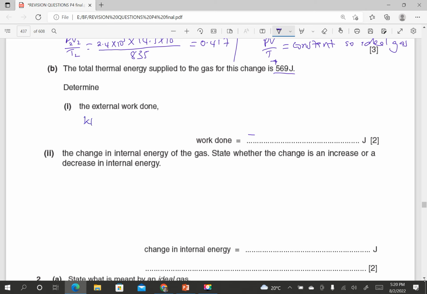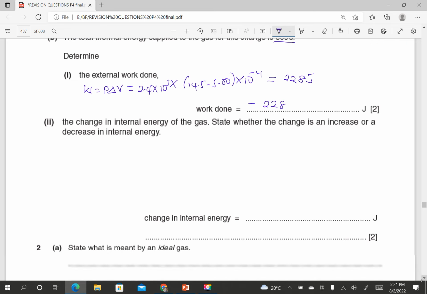The work done, W, is going to be pressure times change in volume. When we substitute, this will be 2.4 times 10 power 5, times the change in volume, 14.5 minus 5.00, times 10 power negative 4. When you press your calculator, this gives me 228 joules to three significant figures. So the work done is 228 joules. I'm saying this work done is going to be negative because of the expansion.